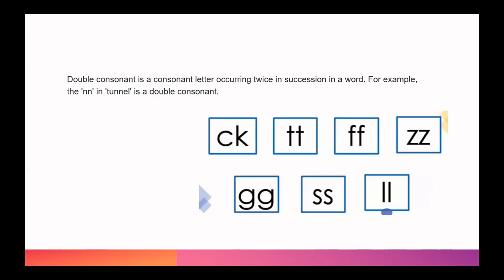Then you have the double consonants. Okay, again, going back to CVC words, I did say that there are various forms of CVC words and all of that. So you were looking at the double consonants. Double consonants are basically where you have a letter that is occurring twice in succession.